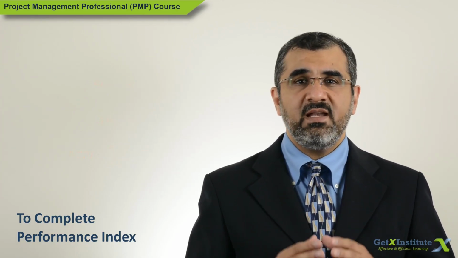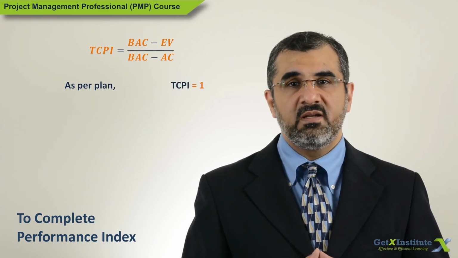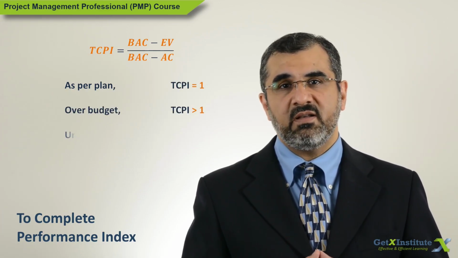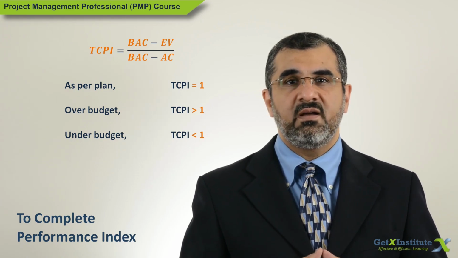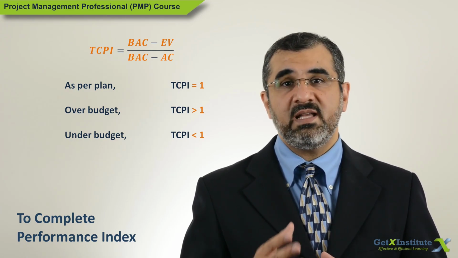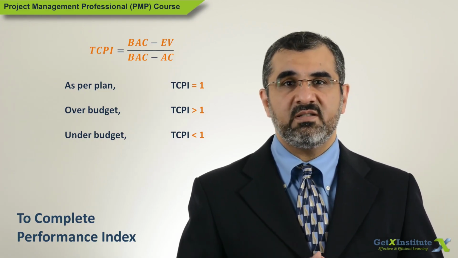If going exactly per plan, TCPI is 1. If over budget, TCPI is less than 1. And if under budget, TCPI is greater than 1. The higher the TCPI above 1, the lesser the chances that the project can be completed with the budgeted funds.